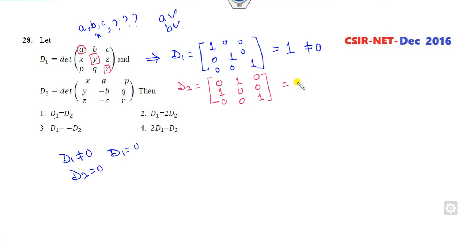Now can you expand them? It is 1 into 1 minus 0, so it is minus 1. So from here you can see d1 is 1, d2 is minus 1. So this option is cancelled, this cancelled, this cancelled. Only the correct option is here. It is a very simple way you can solve the problem within 15 seconds. Remember, there is no condition on a, b, c, so you can choose as per your own convenience.